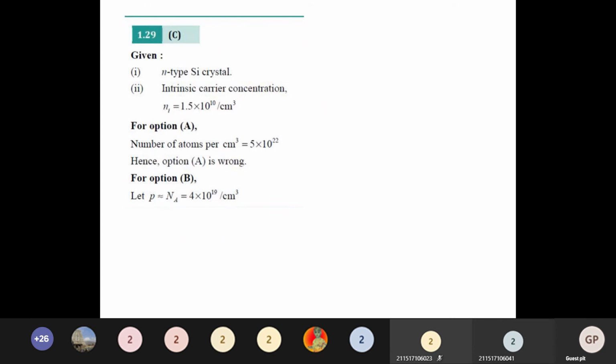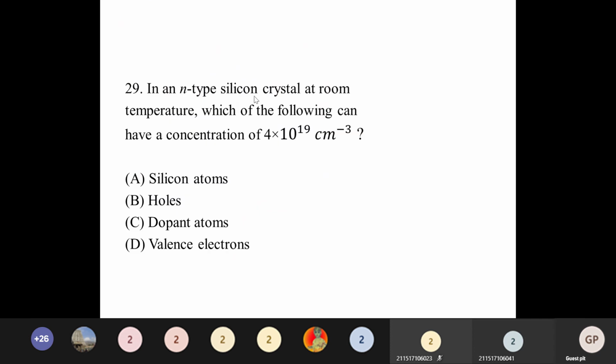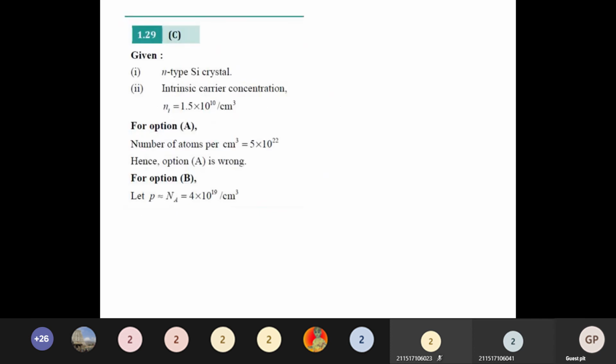Now we are going to check the corresponding options. Option A is silicon atom. They are asking whether this is a silicon atom or not. Here the number of atoms per centimeter cube is 5 into 10 to the power 22. This is also a constant value; if they are not giving anything in the problem, we can take this answer directly. 5 into 10 to the power 22 is not related to the given value, so option A is not related.